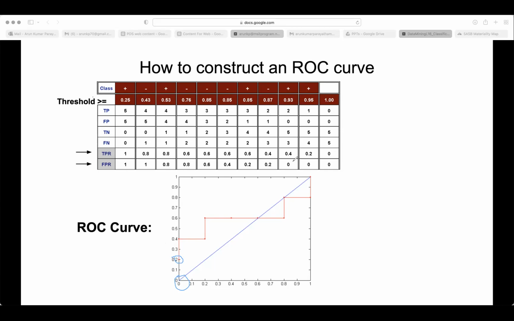Then what is the next point? If you take threshold 0.93, 0 and 0.4. That is this, right? Yes. Then what is the next point? 0.2 and 0.4. That is this point. What is the next point? 0.2 and 0.6. This point. Then you are getting 0.4, 0.6, then 0.6, 0.6. All these points you identify like this.